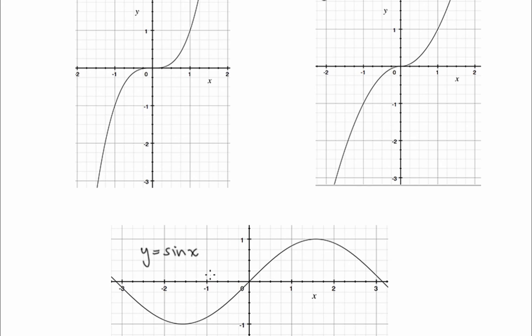And with this, we'll conclude our lesson on functions.